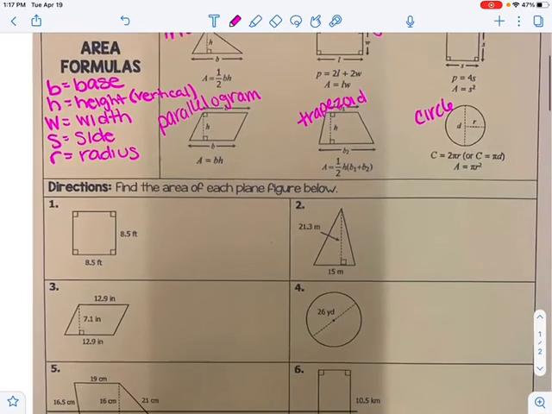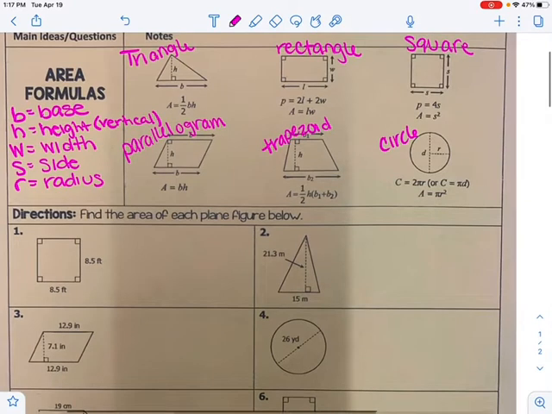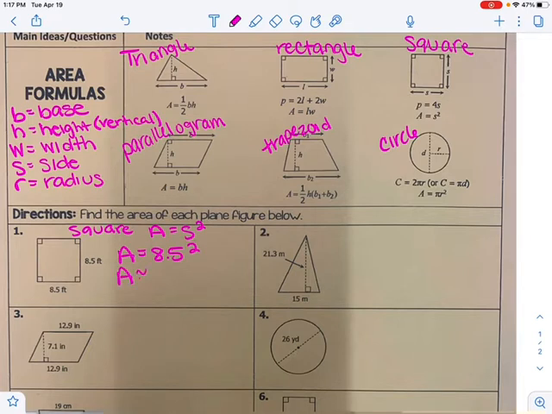So we are going to start with number 1. Number 1 is a square. So you know the formula is area is equal to the side squared. In this case, the side is 8.5. So area is going to be equal to about 72.25 feet squared.